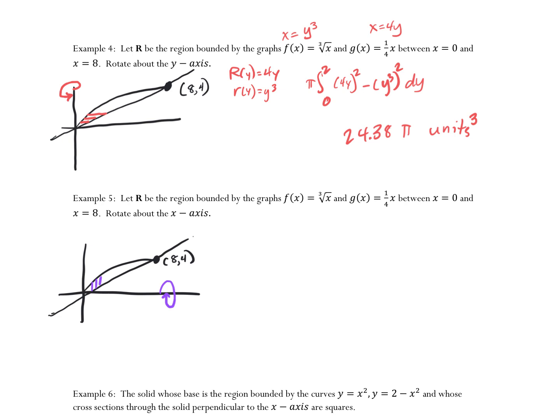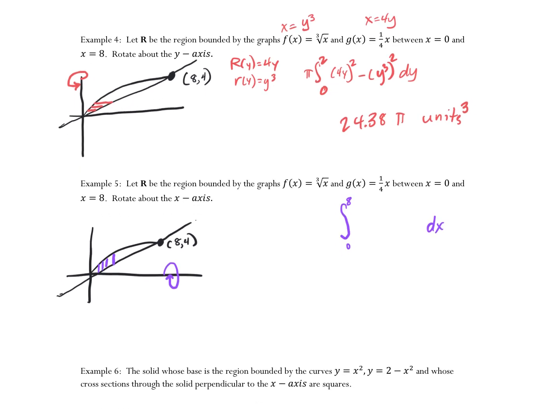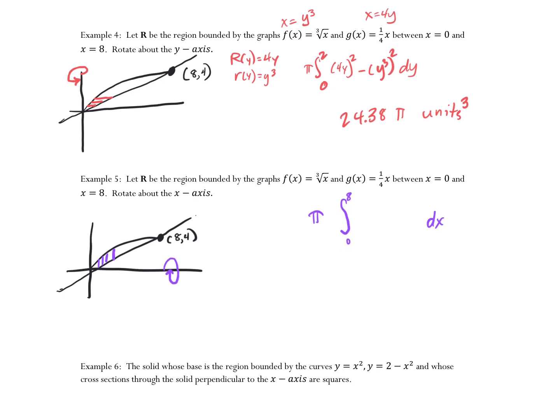And if I'm using vertical rectangles, the width of those rectangles is an x, so I'm integrating with respect to dx. And x is going from 0 to 8. If it's a rotation, we're doing pi times the 2 radiuses being squared. And now my outer radius is the cube root of x, right? So it'll be the cube root of x squared minus 1/4 x squared.